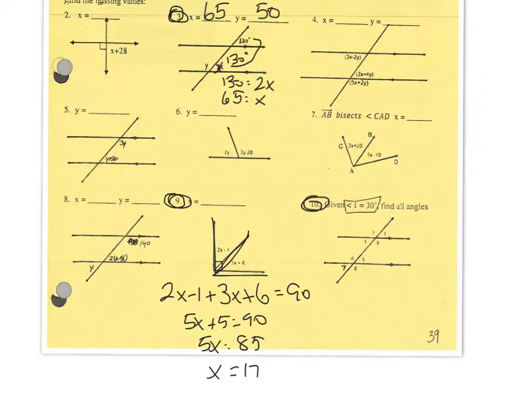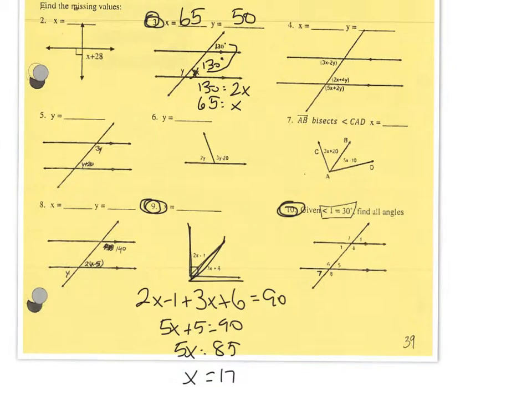Okay, the last question we're going to do on this page is number 10. And it says, given angle number 1 is 30 degrees, find all the other angles. So we'll start with the linear pair 1 and 2. If this one's 30, then angle 2 has got to be 150 because they have to add up to 180. And then we can start using vertical angles. Well, angle 3 is vertical with 1, so they're congruent. Angle 4 is vertical with 2, so they're congruent.